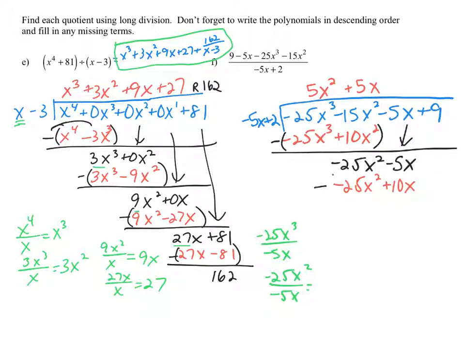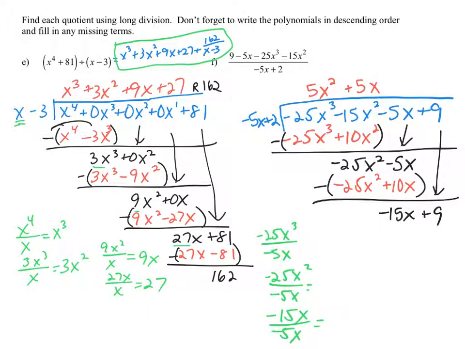We're going to subtract that entire quantity. Negative 25x squared minus a negative 25x squared is 0. Negative 5x minus 10x is negative 15x, and then bring down the 9. Taking the first term of negative 15x and the first term of negative 5x, this goes in 3 times, so we put a plus 3 above the line in the division setup and multiply that by the quantity negative 5x plus 2. 3 times negative 5x is negative 15x, and 3 times 2 is 6. We subtract that entire quantity.